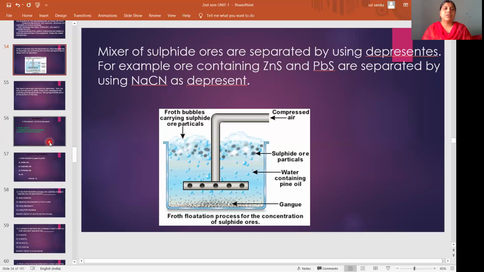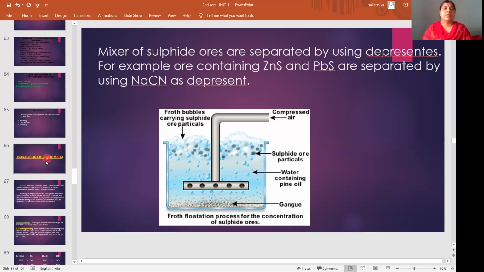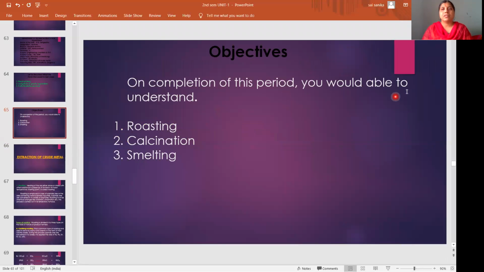So today our topic is extraction of crude metal. After concentration, what we will do? We will extract the metal from the ore. So what are the objectives? On completion of this period, you would be able to understand these three topics: roasting, calcination, and smelting. These are the steps involved in the extraction of crude metal.